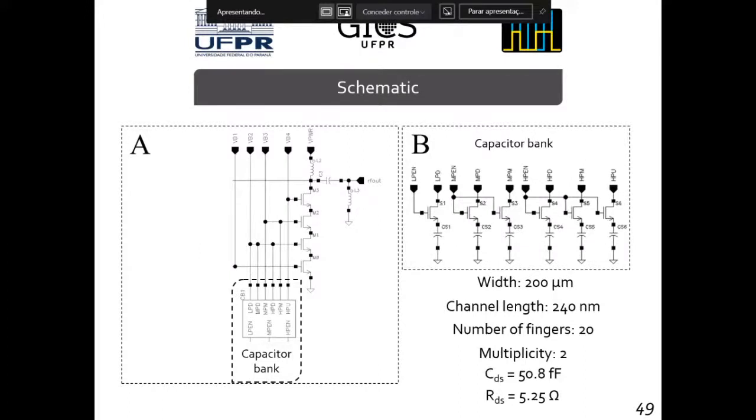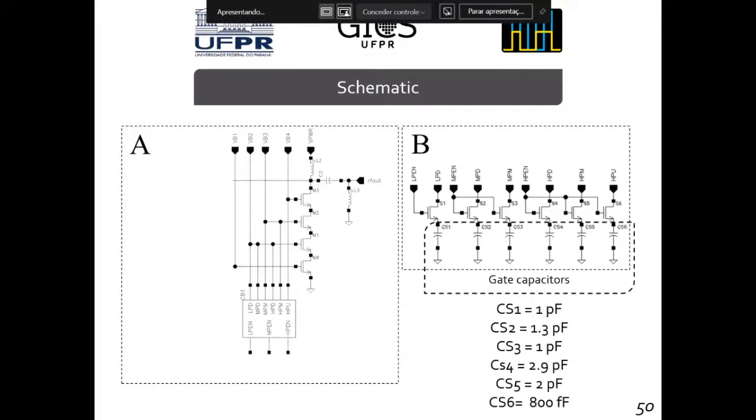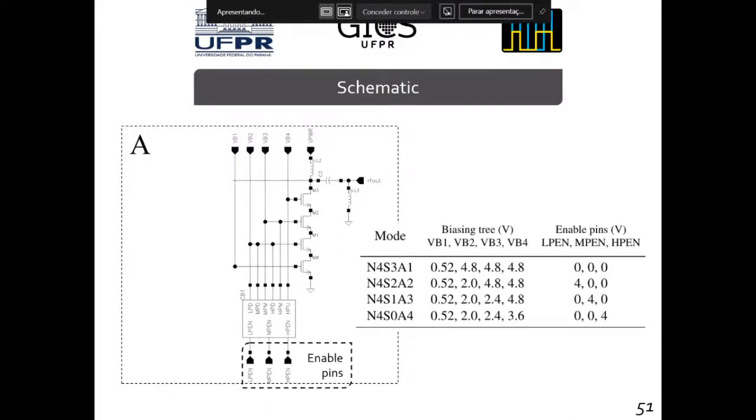The capacitor bank is composed of capacitors and transistors. To size such transistors, the same optimization process discussed some slides ago was employed, but now with small signal targets. The capacitances of such capacitor bank were also optimized for the best operation scenario. To set the adequate capacitor combination to each selected mode, enable pins are employed. The configuration for each mode is presented in the table.